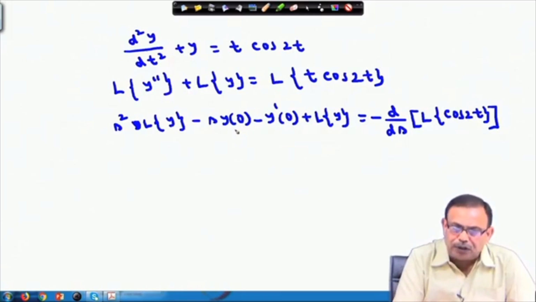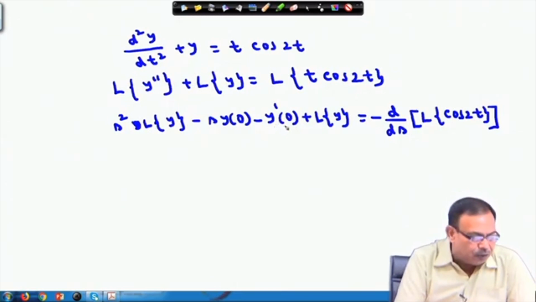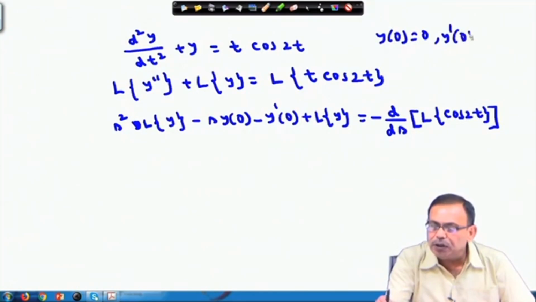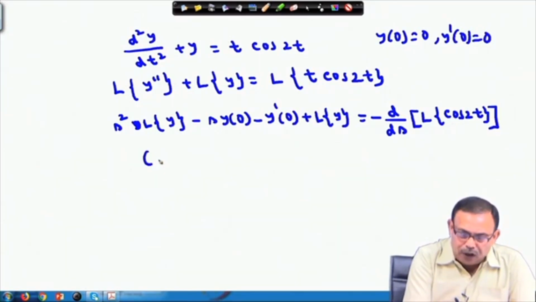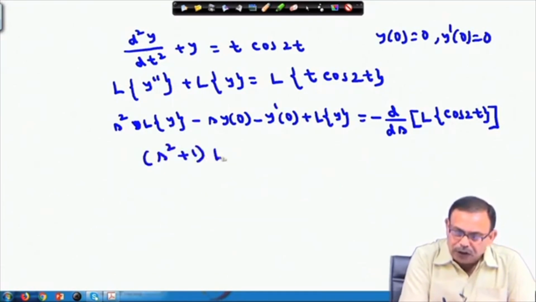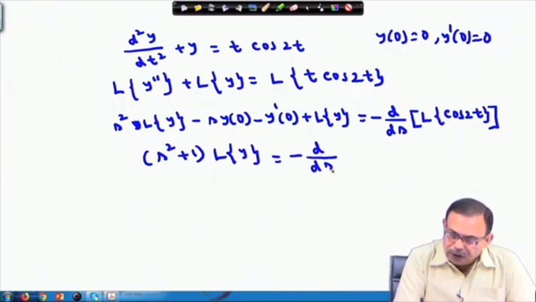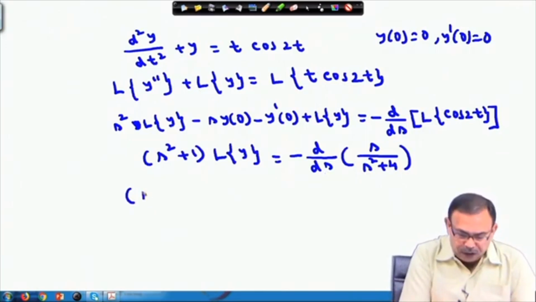Now, on the left hand side substitute the values of y 0 and y dash 0, which are given to us. y is 0, dy dt is 0, means y 0 is 0 and y dash 0 is also 0, which is given to us. If I substitute these two, then I will obtain s square plus 1 into Laplace transform of y equals minus d ds of Laplace transform of cos 2t, which is known to us, that is s by s square plus 4. So, if I just differentiate once, I will obtain the value.